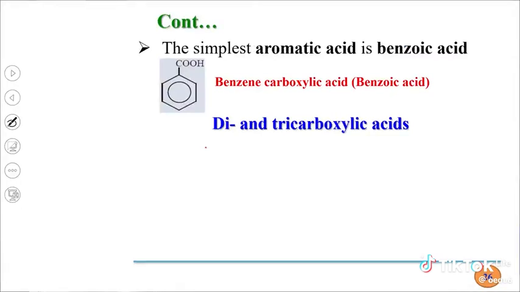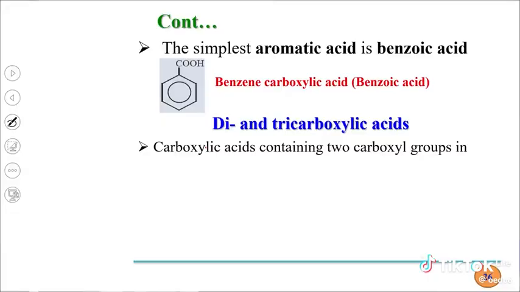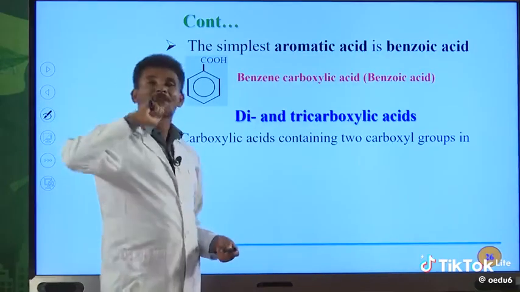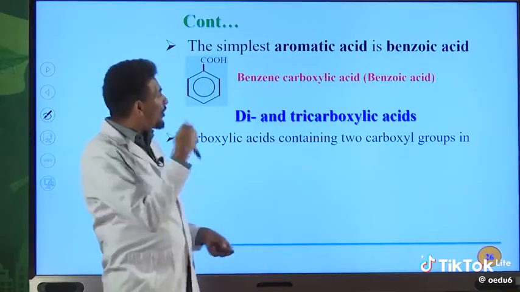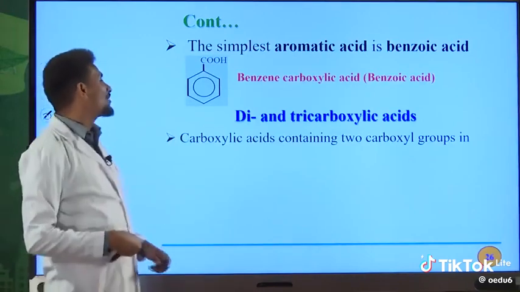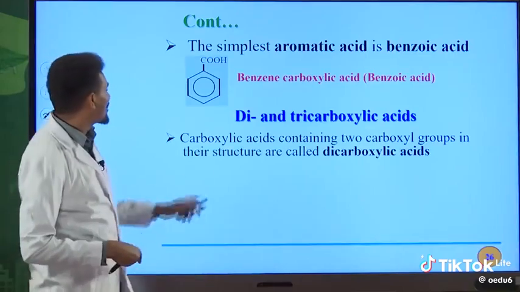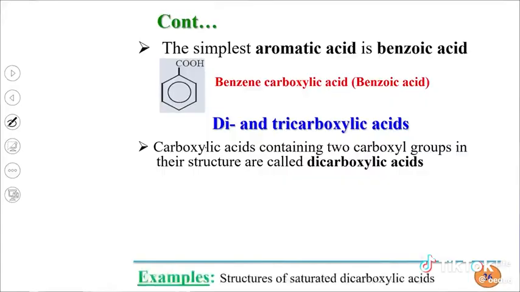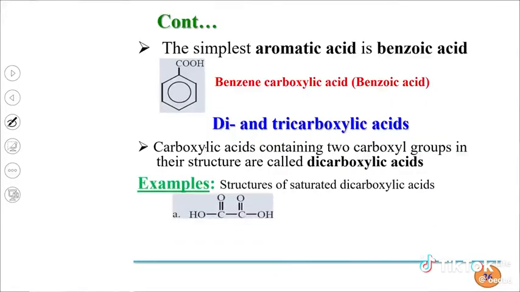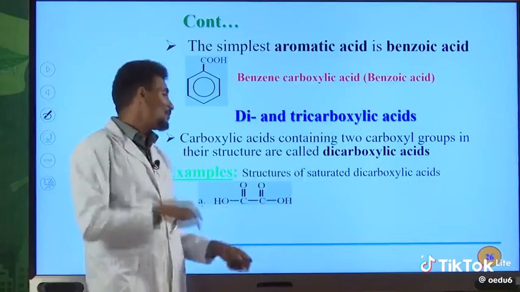Di and tricarboxylic acids. Carboxylic acids that contain 2 COOH groups in their molecule can be named dicarboxylic acids. If you have 3 COOH groups, 3 carboxyl groups, in the molecule of this type of organic compound, that carboxylic acid is simply known as a tricarboxylic acid. 2 carboxyl groups, dicarboxylic acid, and 3 carboxyl groups, tricarboxylic acid.